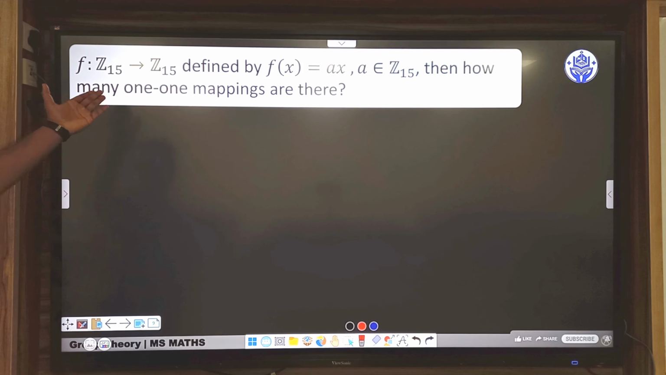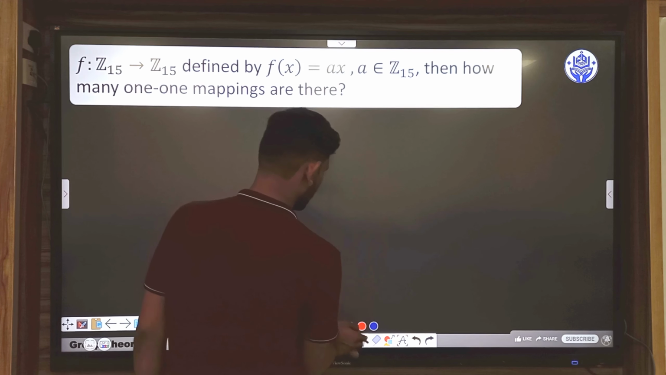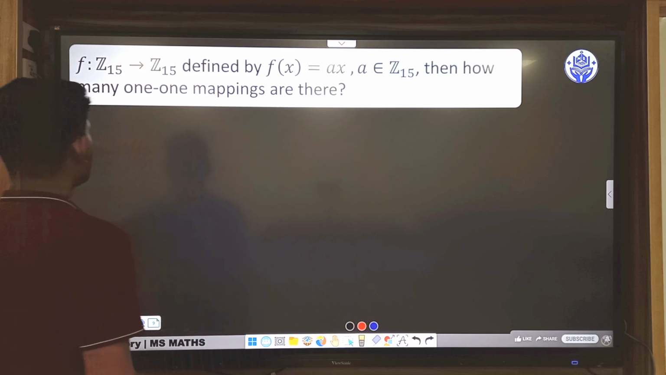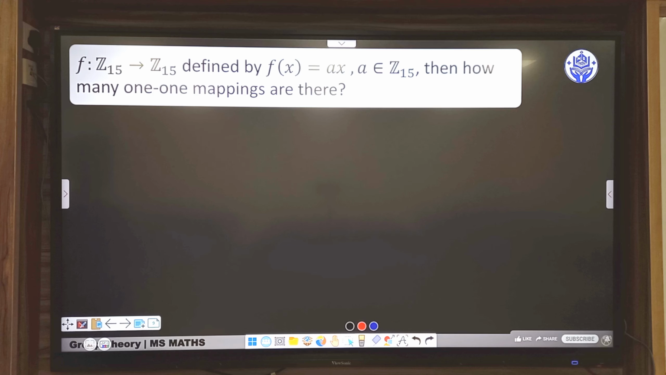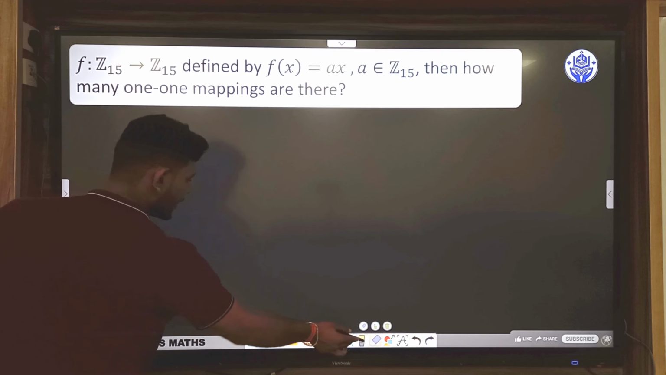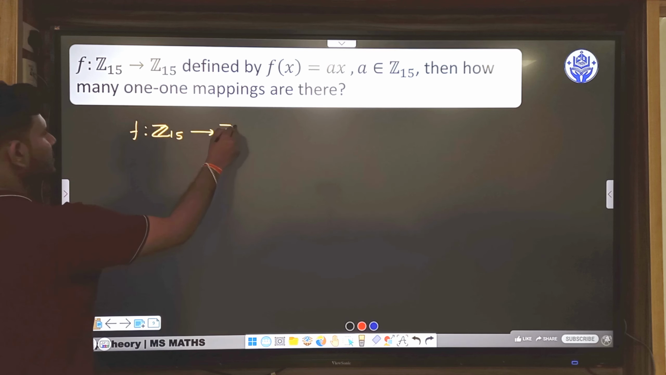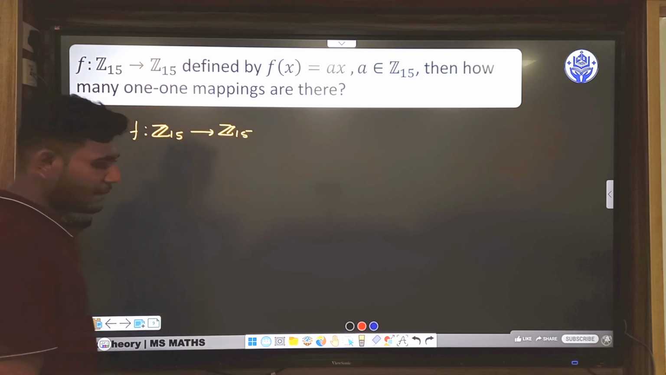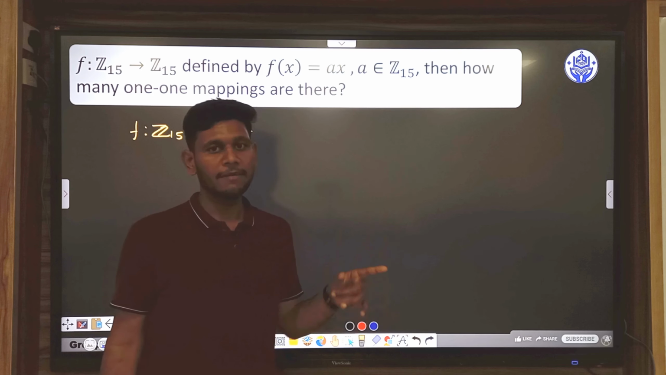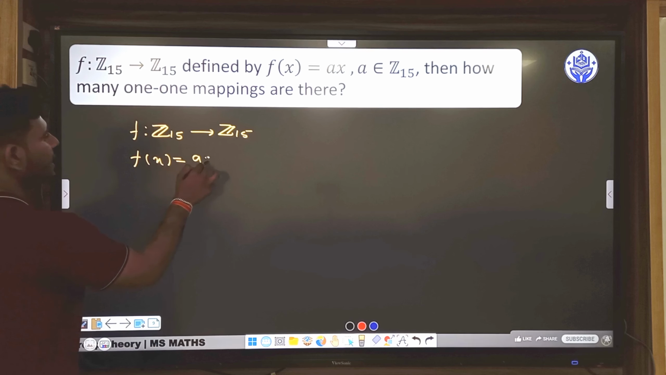Next, we have one example. Now we can identify how many one-one mappings are there. This is one of the important results. Again, we will continue with this particular one only. From Z15 to Z15, define a function. My function is defined from Z15 to Z15. It means my elements are from 0 to 14, that is n minus 1, and f of x is defined as ax.